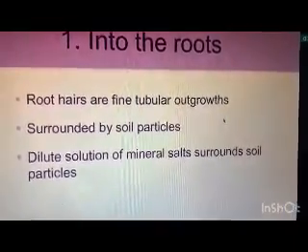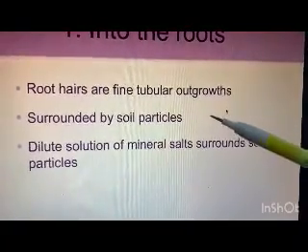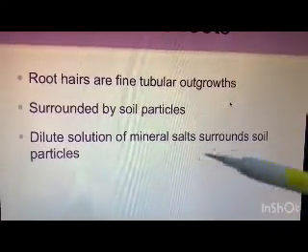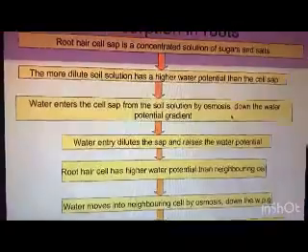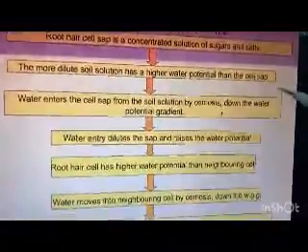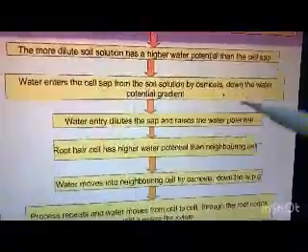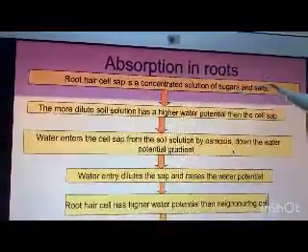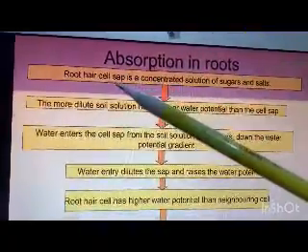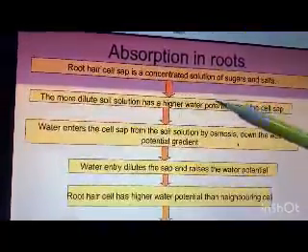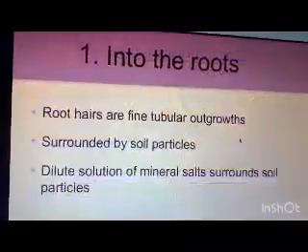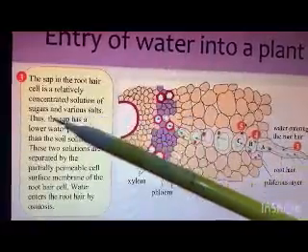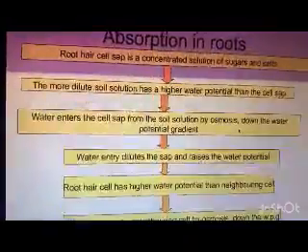Root hairs are fine tubular outgrowths. They are surrounded by soil particles. A dilute solution of mineral salts surrounds the soil particles. Now here is the complete cycle, the key chain, of how water enters the plant and how absorption in roots takes place. First of all, root hair cell sap is a concentrated solution of sugars and salts, as told in the previous slide also, a concentrated solution of sugars and various salts.